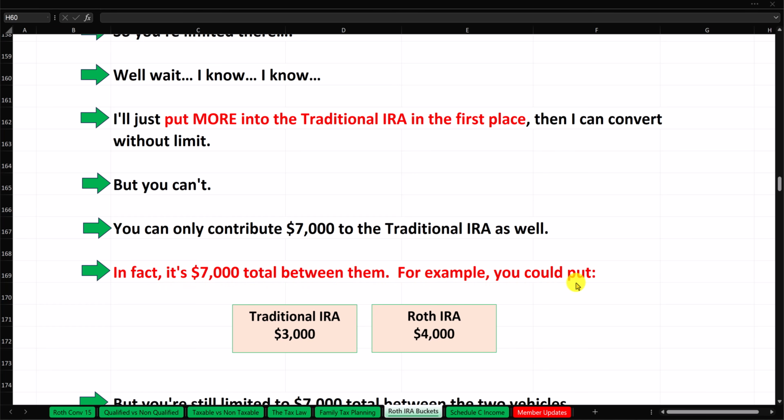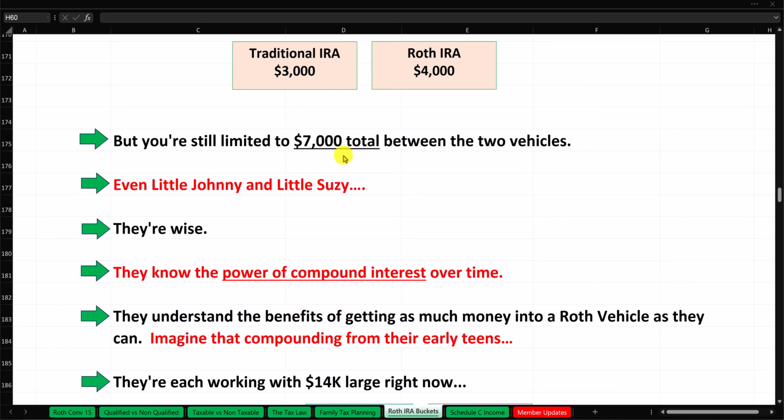For example, you could put like $3,000 into the traditional and you could put $4,000 into the Roth, but you're still limited to $7,000 total between the two vehicles for a given year.